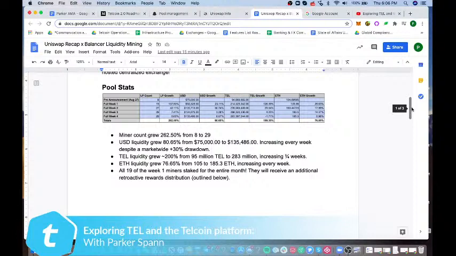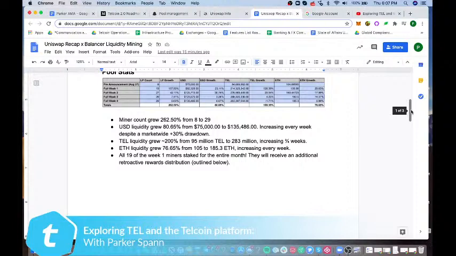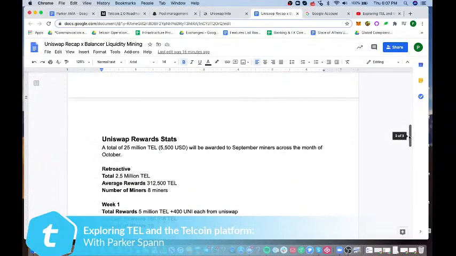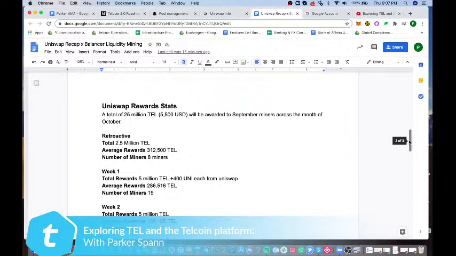Interestingly, Uniswap itself actually launched a token. They did a retroactive distribution of the asset that lets people govern Uniswap. And so we're going to do the same thing today, and we're actually going to reward all 19 of those Telcoin liquidity providers with 2.5 million TEL equally distributed. Over October, 25 million TEL is going to be rewarded to the miners that participated last month.